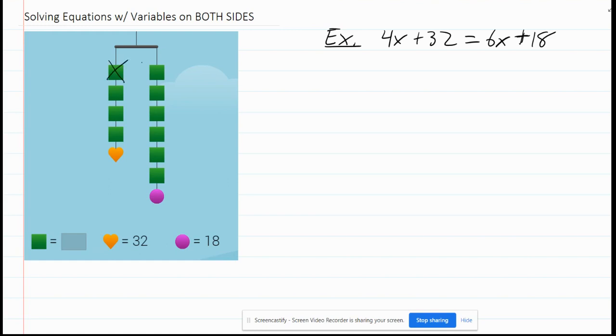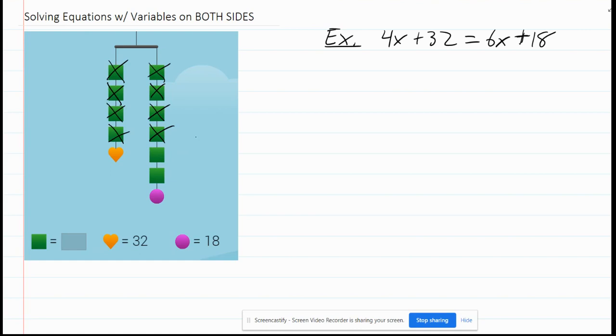I could take away a square from both sides because since they're the same weight, if I remove them from the mobile, everything will still be balanced. 3 squares and a heart will balance 5 squares and a circle. And so I could even take away 2 squares from each side, because that would be equal weight. I could take away 3 squares from both sides. I could even take away 4 squares from both sides because I'm taking the same amount of weight off of each side of the mobile. So in doing so, that actually makes things easier for me.